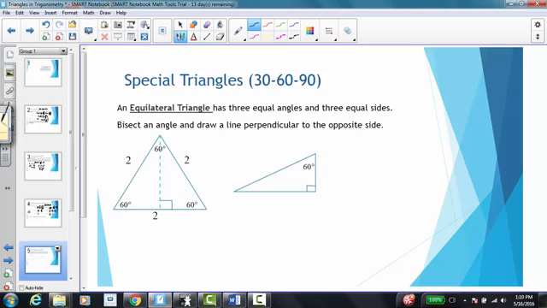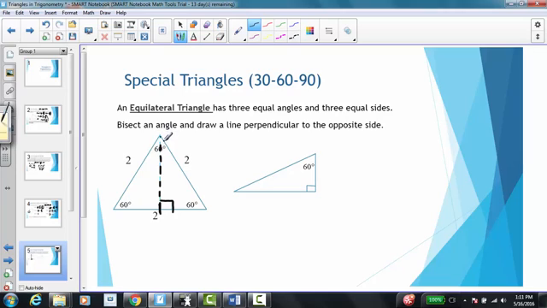All right, the next special triangle that we're going to look at comes from an equilateral triangle. So if you remember, an equilateral triangle has 3 equal angles and 3 equal sides. So as you can see, all of my angles are 60 degrees, all of my sides are 2. It is an equilateral triangle. So in order to make a right triangle, we need to bisect this angle. So when we bisect that angle, it's going to cut that angle in half. And when I bisect that angle to the opposite side, this side is now perpendicular to that line.